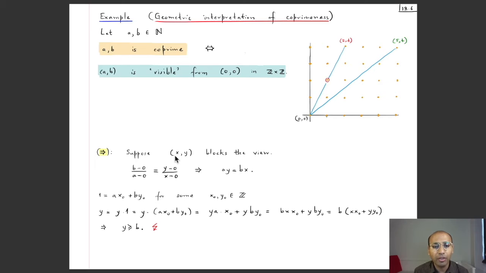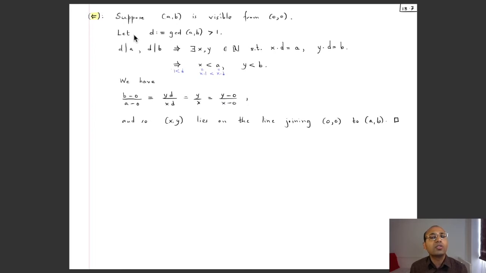But on the other hand, we knew that this point blocking the view is such that this y is not this point AB, and so this y is strictly less than b, but now we have got the exact opposite. So we have arrived at a contradiction, and this contradiction shows that there cannot be a point which blocks the view, and so we have managed to show that if AB is coprime, then the point AB is visible from the origin in this lattice. So let's now show that if AB is visible from the origin, then A and B are coprime.